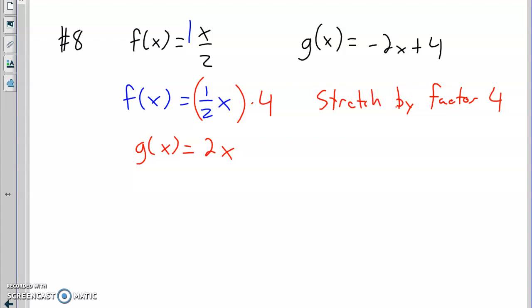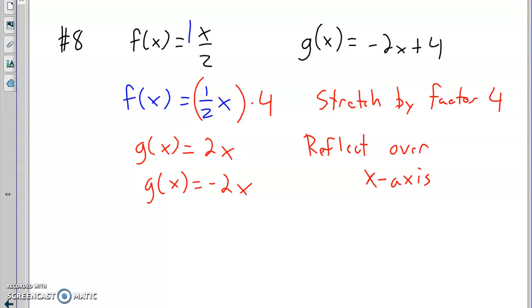And now I would like it to be negative 2x. So we're going to be multiplying by negative 1, which is going to be a reflection. Because there's only an x part here, this could actually be a reflection over the x-axis or the y-axis. Really, whichever one you want. I'm just going to say x-axis, but either one technically would be right because you have just an x part here.